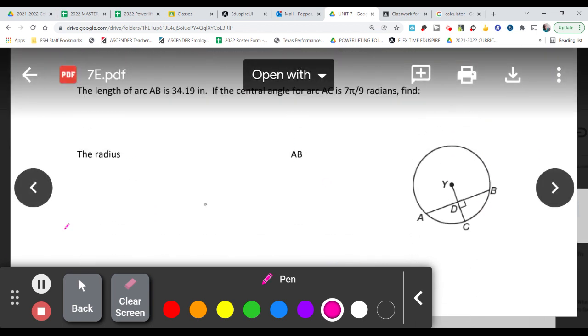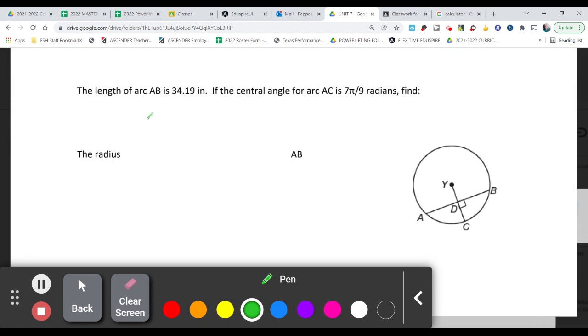All right. So looking at this next one here, the length of the arc AB is 34.19. Now this says the central angle for arc AC, which would be this angle right here, is 7 pi over 9. But let's be careful, because the 7 pi over 9 doesn't go with the 34.19. The 7 pi over 9 goes with AC.